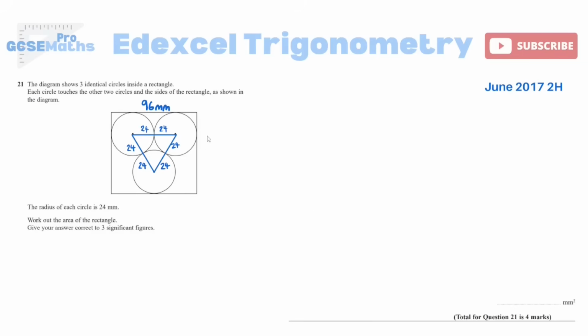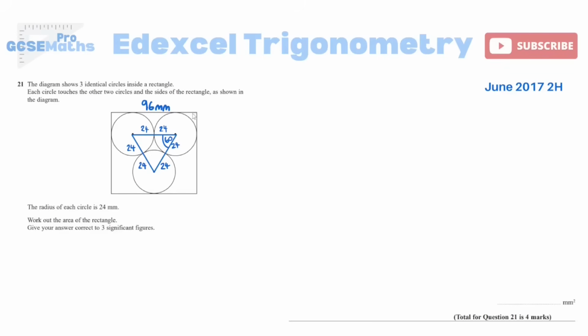What do we know about equilateral triangles? Obviously, apart from all the sides are the same, all the angles are the same. So we know that this would be 60 degrees, 180 divided by 3 is 60. And then we know the side lengths would be 2 lots of 24. Now, what do we actually want to know? We don't really want area in this case.